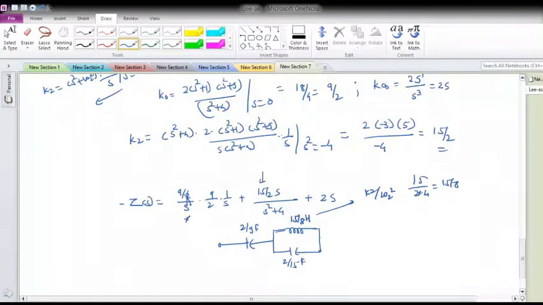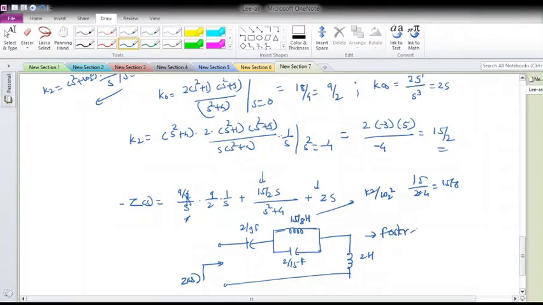And then what next is there? There is 2s, which is simply impedance sL. And what is the value? The value is 2 Henry here. And this is our resultant synthesis for Z of s using Foster 1.